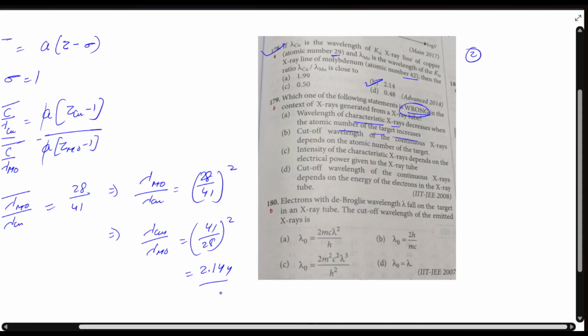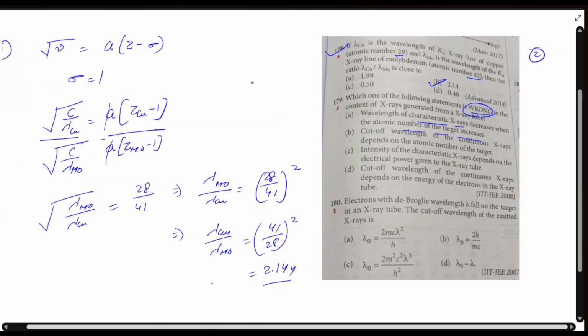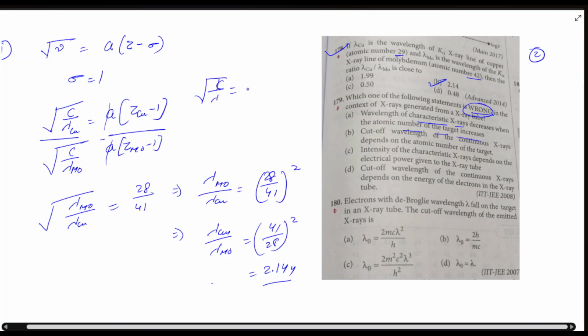We know this from Moseley's law. The relation is root of c upon lambda equals a(Z minus sigma). So if Z increases, this whole thing increases, so lambda should decrease. So this statement A is correct.